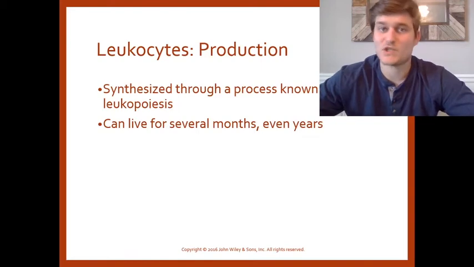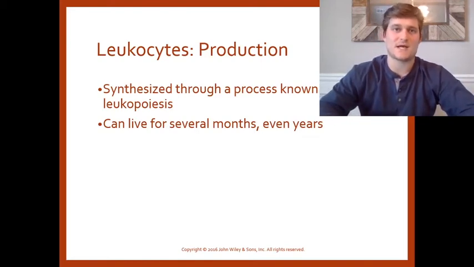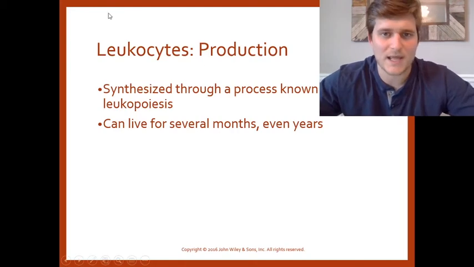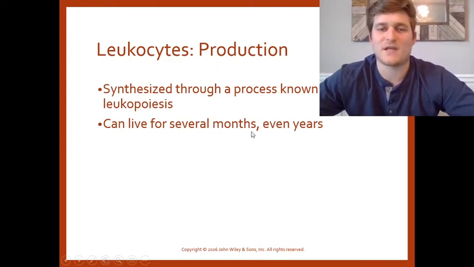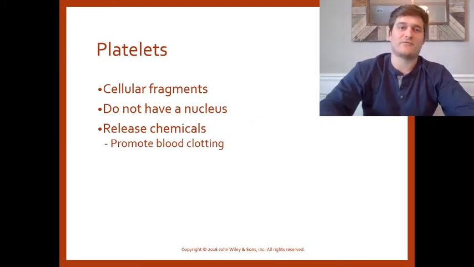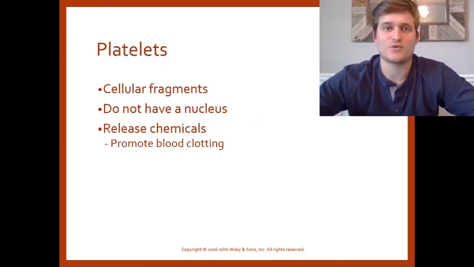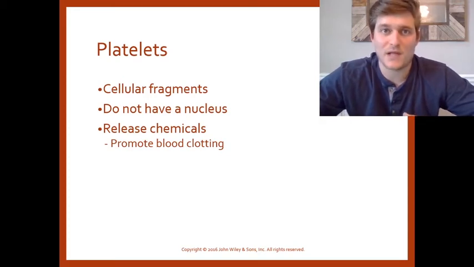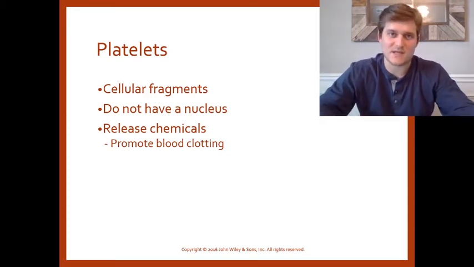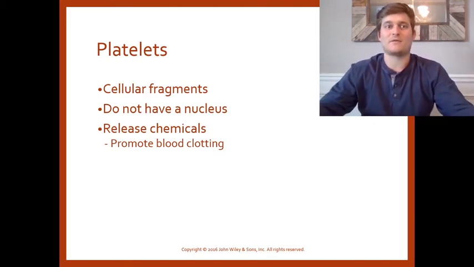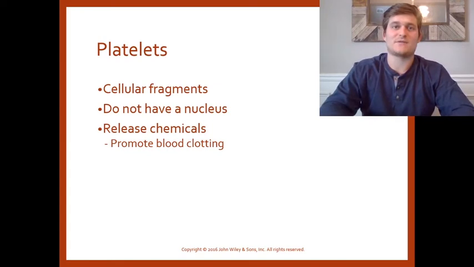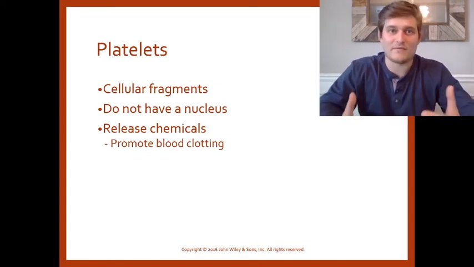Just like red blood cells, leukocytes are synthesized in the bone marrow, and the process is called leukopoiesis. And these leukocytes have a longer lifespan than red blood cells and can live for several months or even years. Platelets are cellular fragments within the bloodstream that are going to help promote what is called blood clotting, which occurs when we have damage to vessels inside of the body. And in order to prevent bleeding out of our circulatory system, these platelets release chemicals, and that's going to lead eventually to the repair of these damaged vessels.